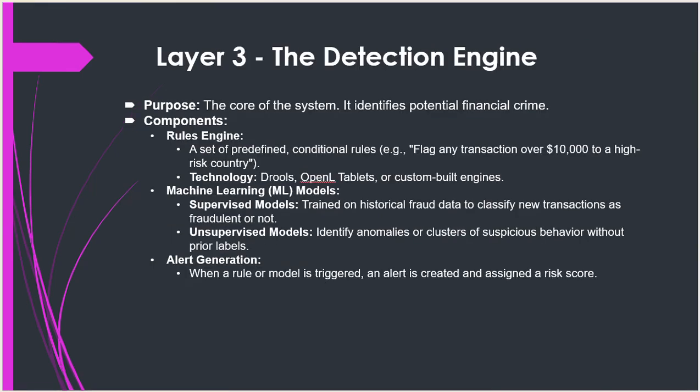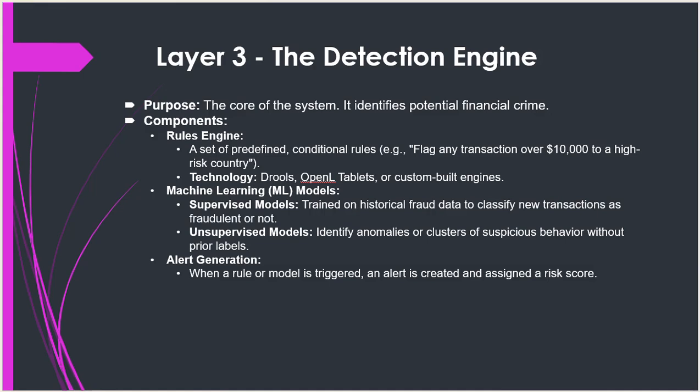That is the data detection engine. Finally, the purpose of the data detection engine is very important, and it is where the transaction monitoring system actually works. It is the core of the system and identifies potential financial crimes. The system analyzes each transaction and detects red flags for fraudulent transactions. The components of the detection engine are the rule engine, machine learning models, and the alert generation system.